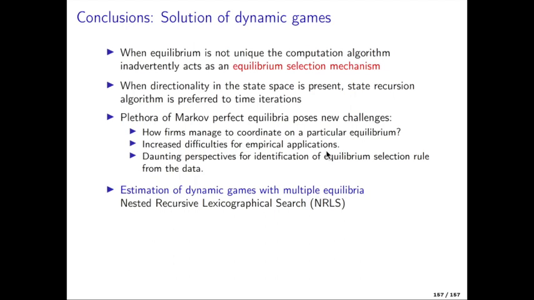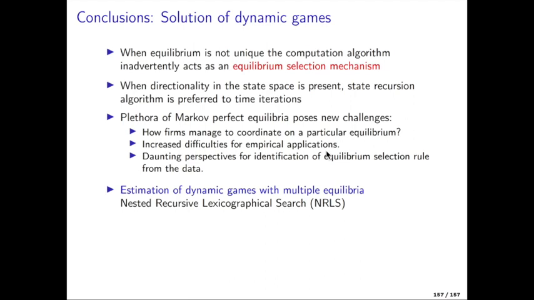One of the findings here is that this huge plethora of Markov perfect equilibria really poses new challenges. This is kind of the deep thoughts coming out of this, starting to become a little bit philosophical here: how firms can really manage to coordinate on a particular equilibrium. There are hundreds of millions of equilibria, even in this highly stylized and coarsely discretized model. And this also potentially increases difficulties of empirical application. Okay, because if so many different things can happen, it's almost like there's no structure put in the model.